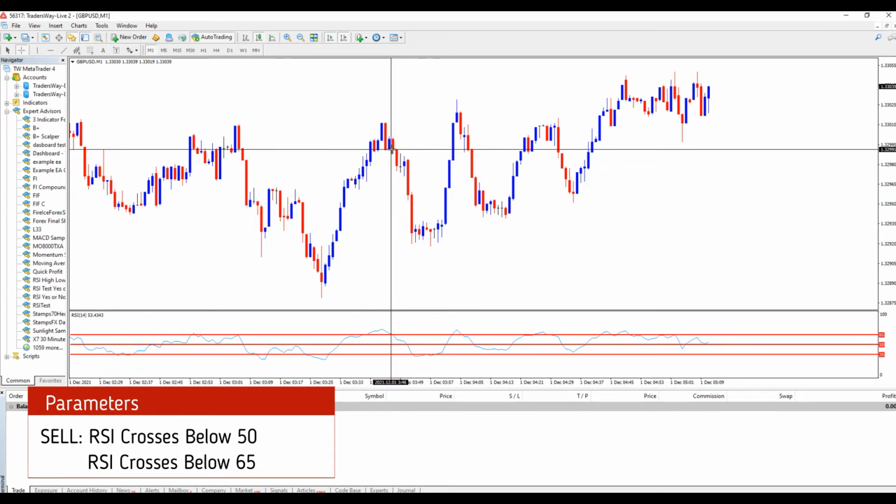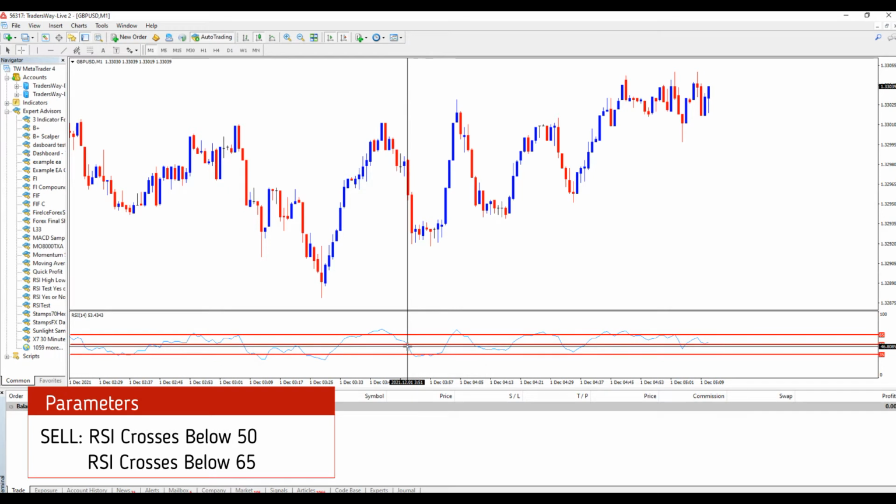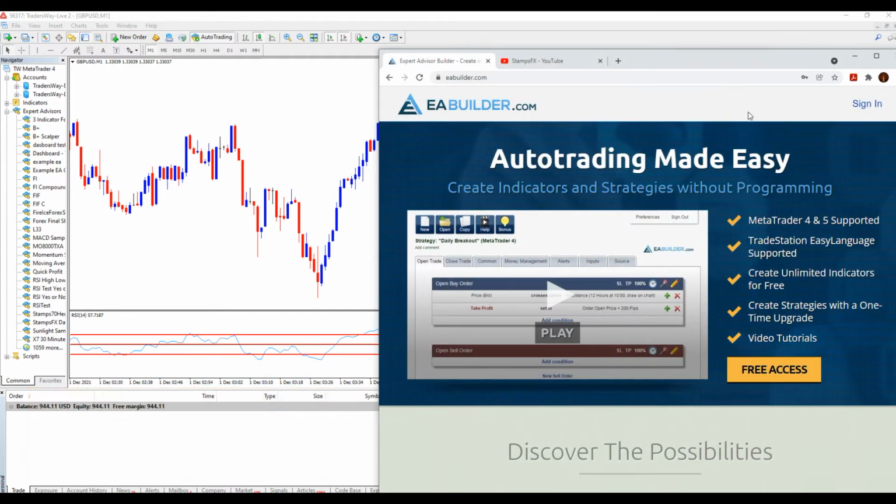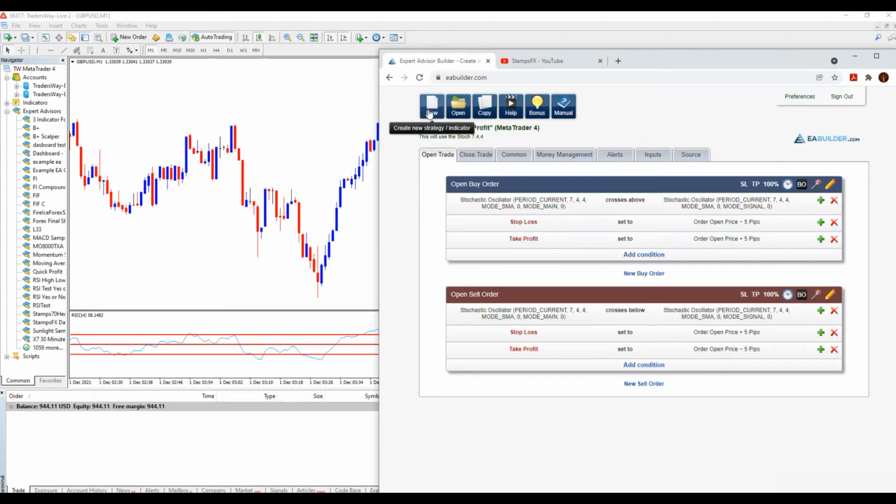So we would enter a sell position here. If it crosses below this line, we will enter another sell position up in here. So let's hop on over here to sign in. All right, so now we're signed in.